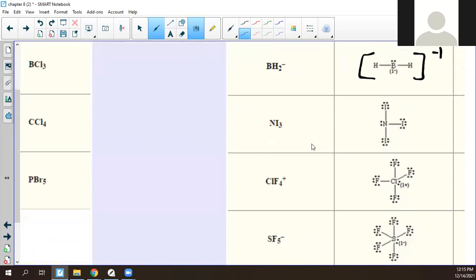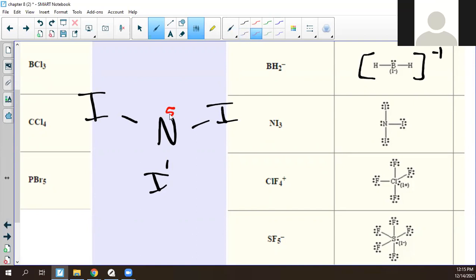All right, NI3. And this, you have 3 I's. You had 5 valence electrons here, right? You had 7, 7, 7. So we get 26. Ooh, we like the number 26 when there's 4 total things because that octets everything, right? Okay, and you can just see that right there.